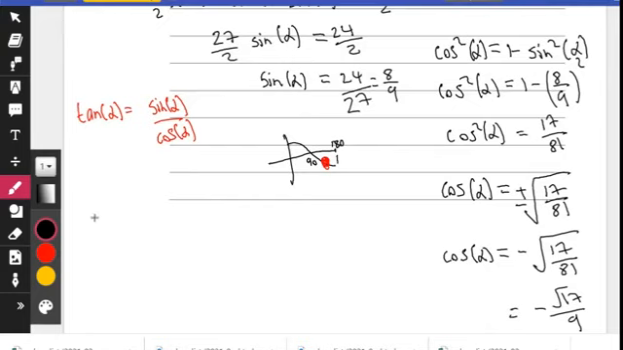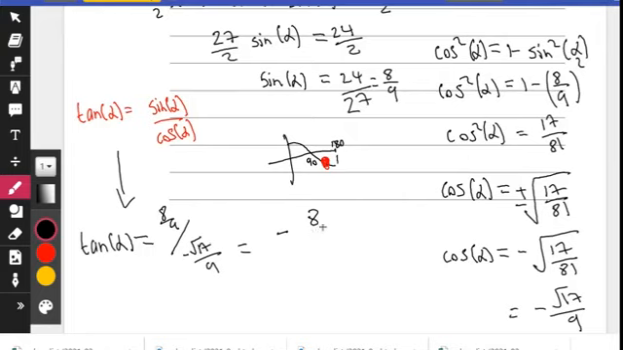So now we have that tan alpha equals 8 over 9, which is sine alpha, divided by minus square root 17 over 9, which is going to be minus 8 over square root 17. That is sufficient as an answer. You could rationalize it if you want to, but that is fine as an exact answer.